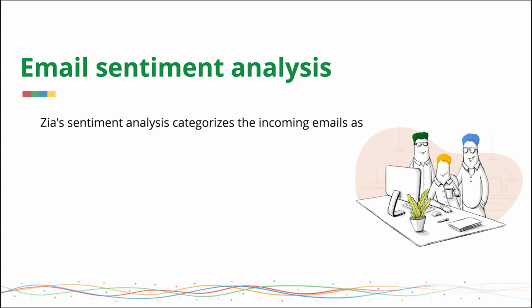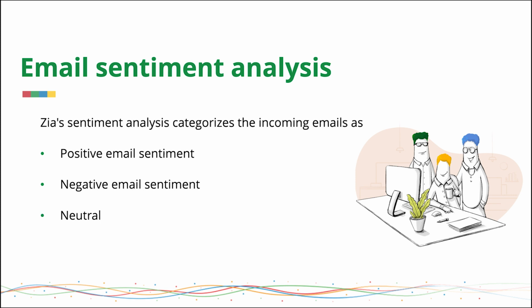Zia's sentiment analysis categorizes the incoming emails as positive, negative, or neutral with the help of AI. For positive email sentiment, emails that have a happy tone are categorized as positive, and you will have a smiling emoji. For negative email sentiment, if the tone of the email shows unhappiness, it is categorized as negative, shown with a sad or angry emoji. And then the neutral: all the emails that have characteristics of both positive and negative sentiment will be categorized as neutral. Let's look at how this works in our CRM account.